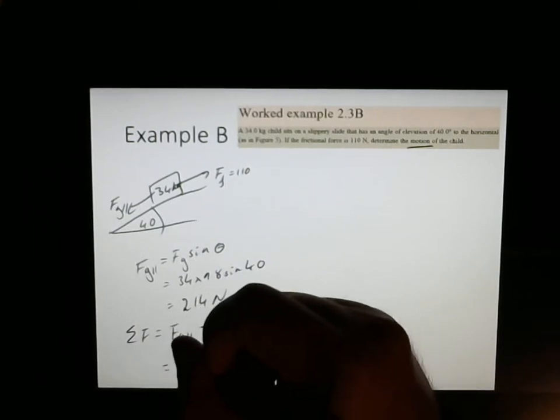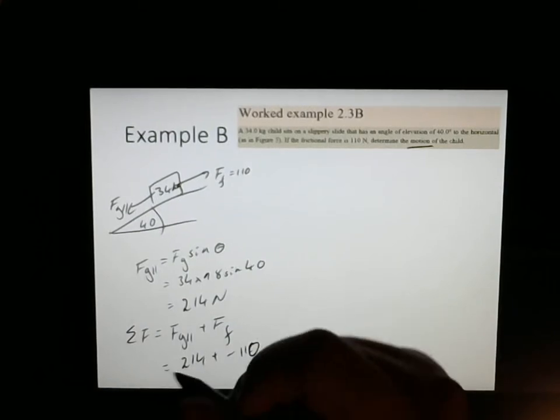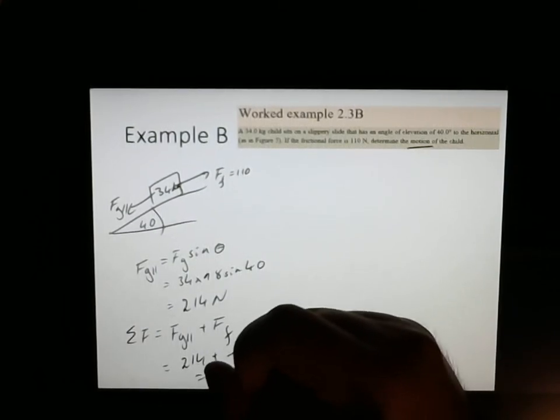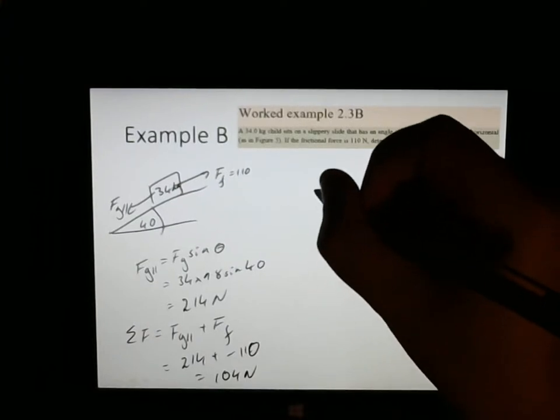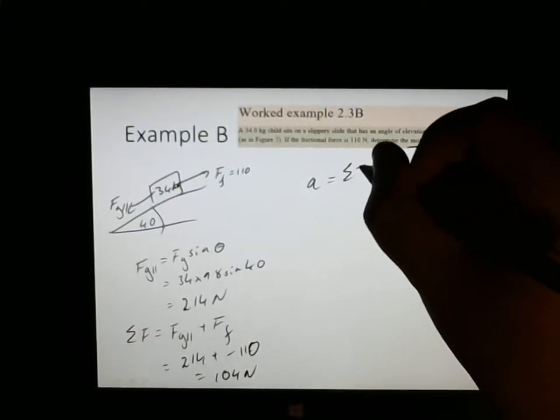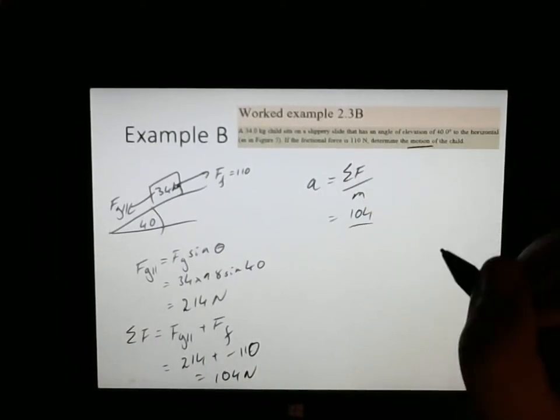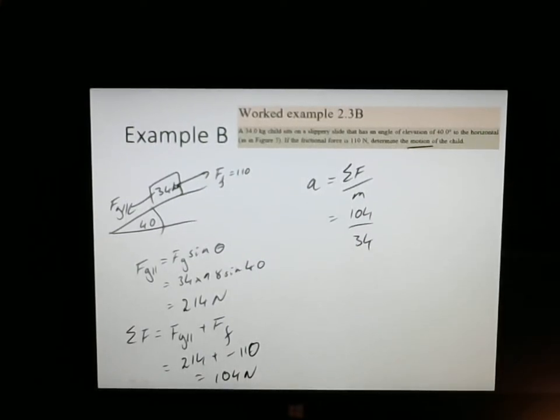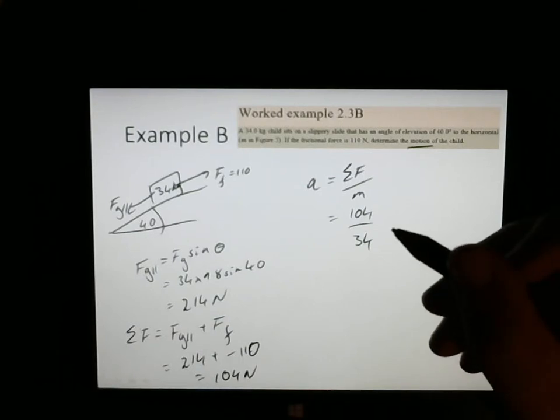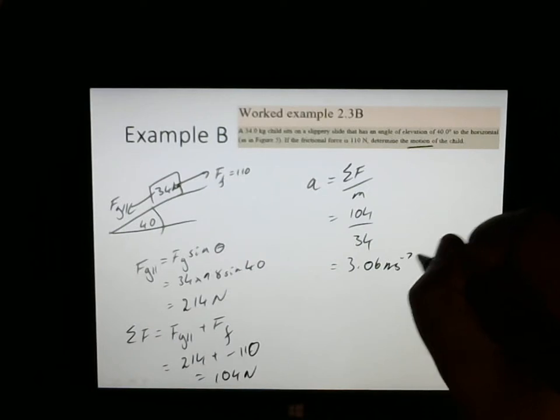So that means that's going to be 214 plus negative 110. It wouldn't matter which you did, as long as you understand and interpret your question. And so that gives us a force of 104 newtons. But the question is after motion. We need to now work out acceleration, which equals the sum of F divided by m, 104 divided by 34, which gives us 3.06 meters per second squared.